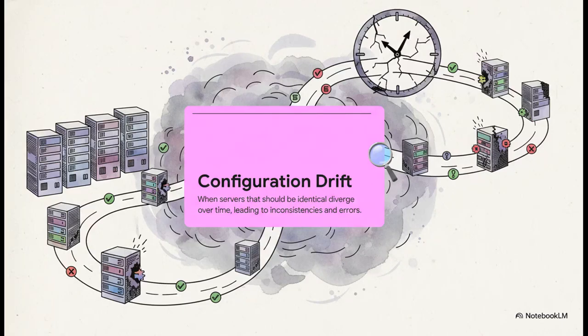So why does this matter so much? Because that old way of doing things, changing things in place, it leads to this really nasty problem called configuration drift. This is when your servers, which were all supposed to be identical, slowly drift apart because of manual tweaks and updates. Pretty soon, you've got a total mess of inconsistencies that's impossible to debug.